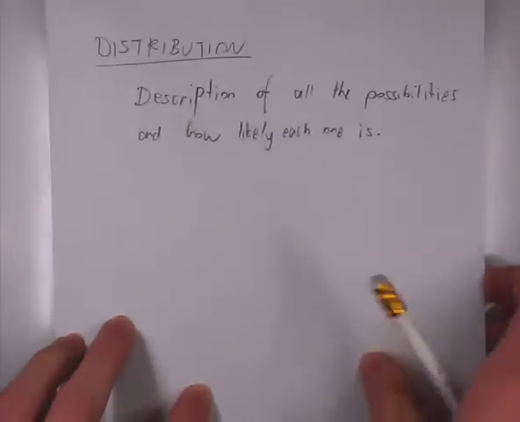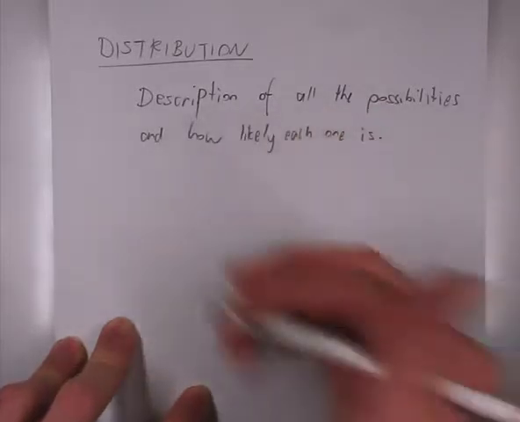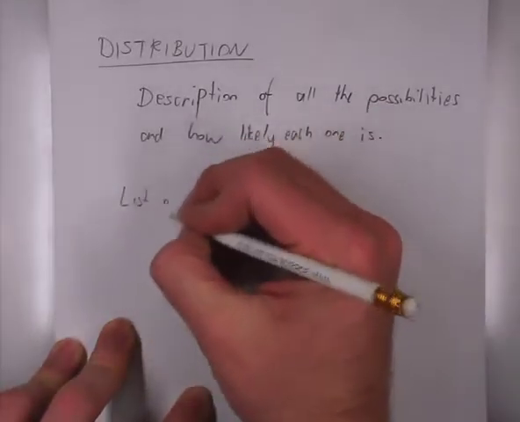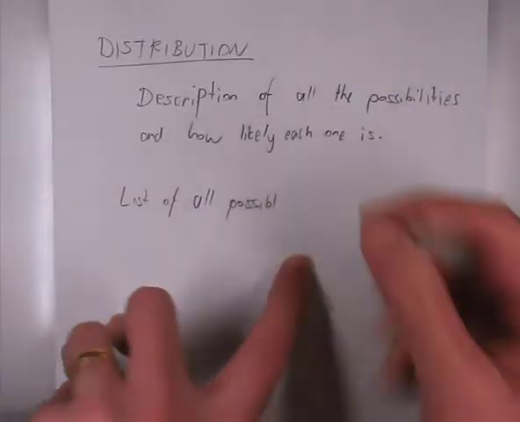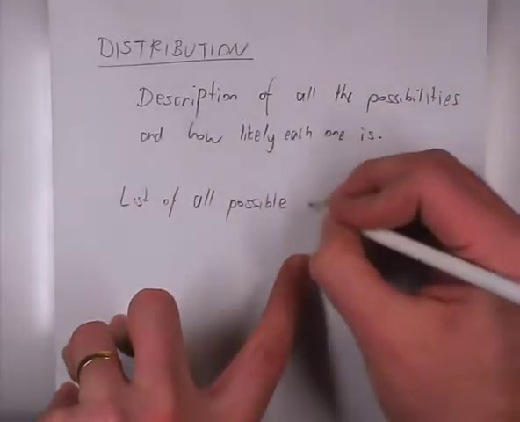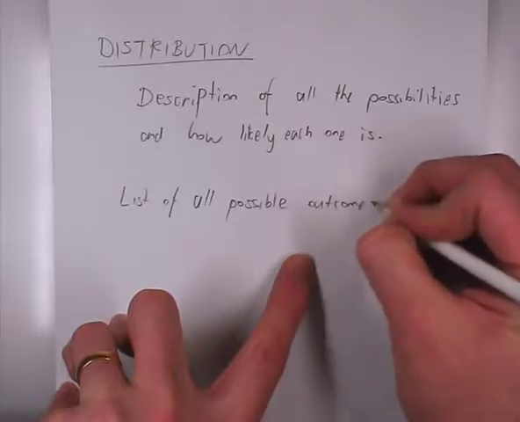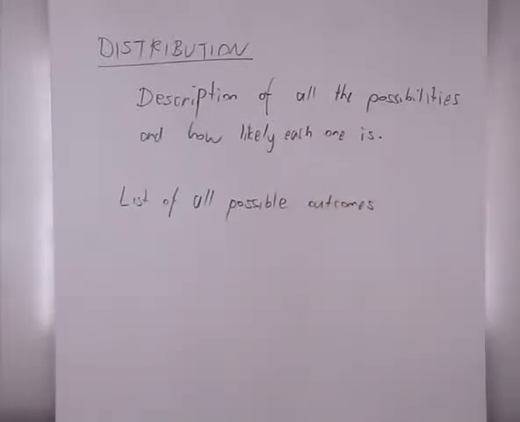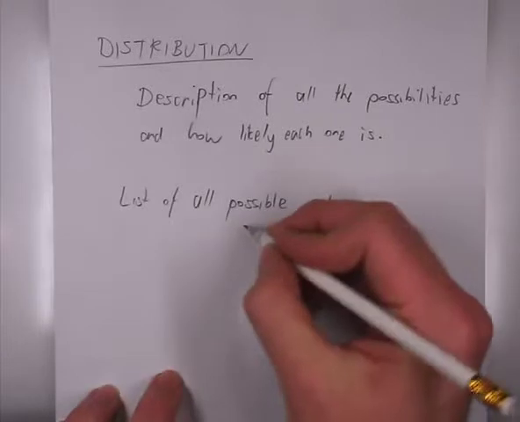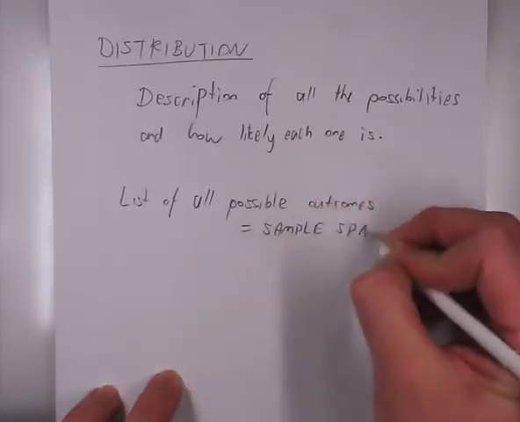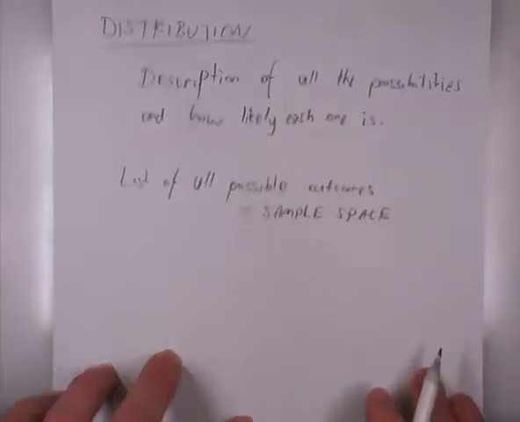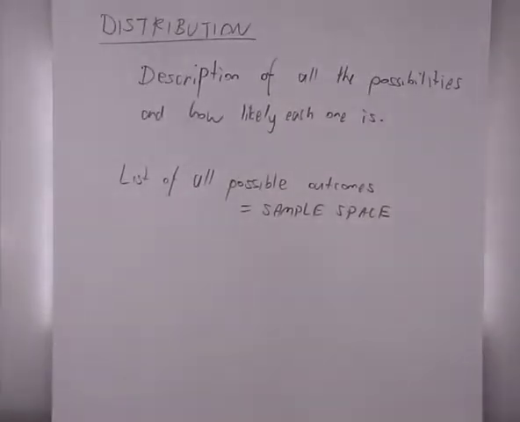So the list of all the possibilities, in your notes they call them outcomes. The list of all the possible outcomes is called the sample space. And some group of those things that you're interested in is an event.